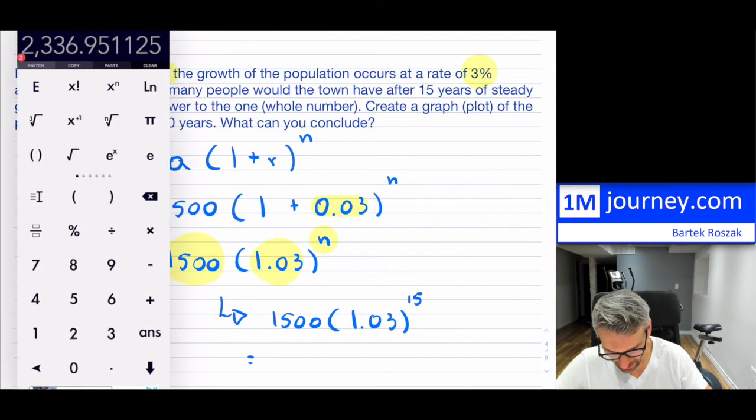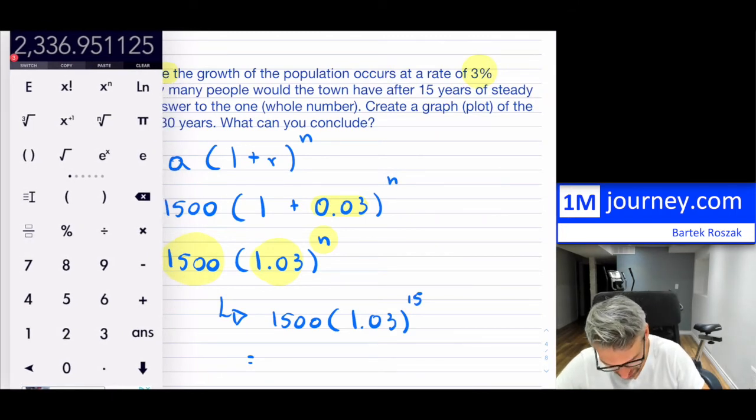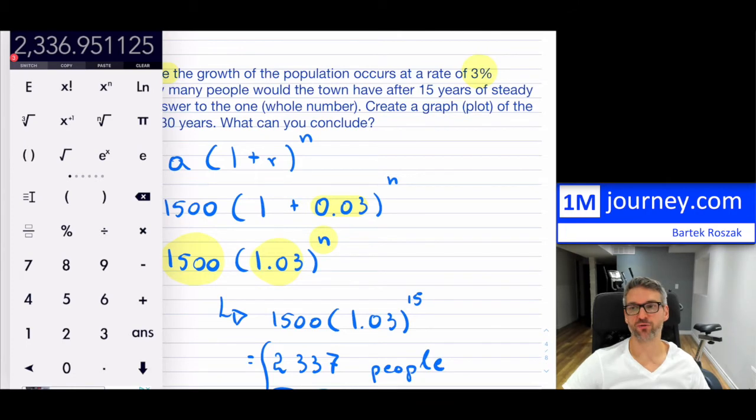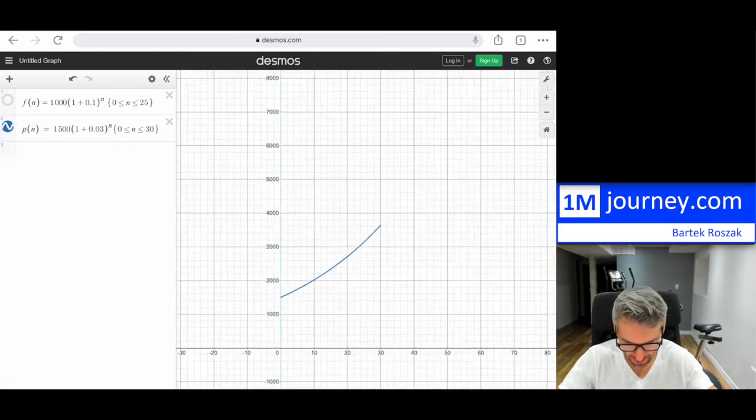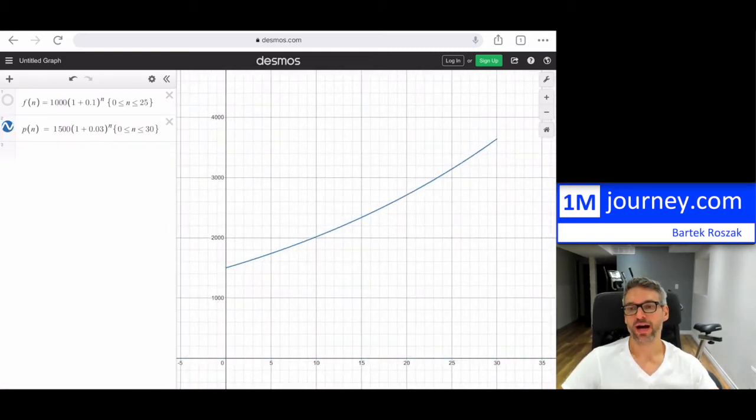So this town would have 2,330. Let's round it to the whole number, so approximately this many people. That's what it would have, and that's your exponential growth. Now let me plot it on decimals again. And there you have it. So that's over the 30 years, this is what would happen.